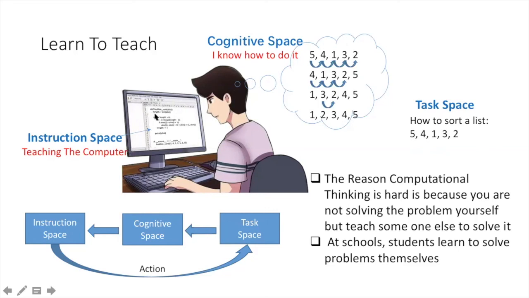So you need to teach. Writing code means that you need to teach what you know to the computer so the computer can solve it. So it's a three-step process, right? I'm given a task, I think about it, so that's my cognitive reasoning, then I teach the computer by writing instructions, what I call the instruction space, and then the instructions solve the problem. That's why computer science is hard for a lot of people. You're not solving a problem yourself. But in school, in most subjects, you are learning how to solve the problem yourself. You are never required to teach, right?